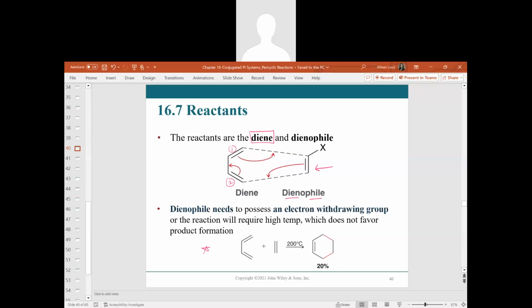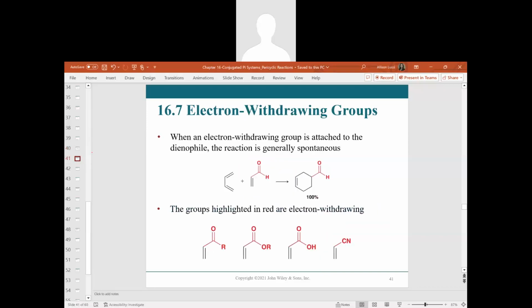We should note down here that our dienophile, to be effective, needs to possess an electron withdrawing group, and we'll see on the next slide what some examples of those are. Or it would require such a high temperature that a retro Diels-Alder reaction will be favored. So we would have a fairly low product yield at a higher temperature if we tried to perform this reaction without an electron withdrawing group.